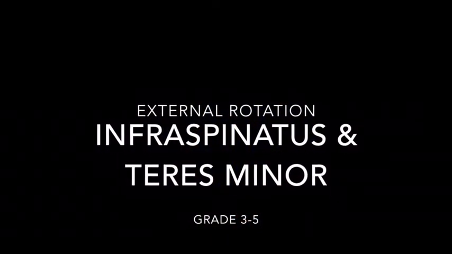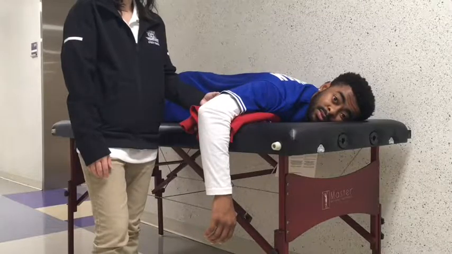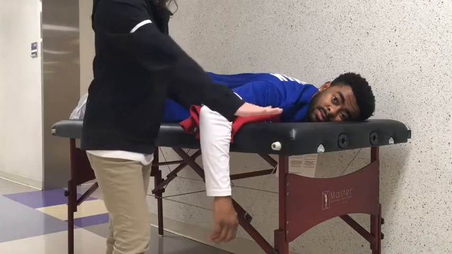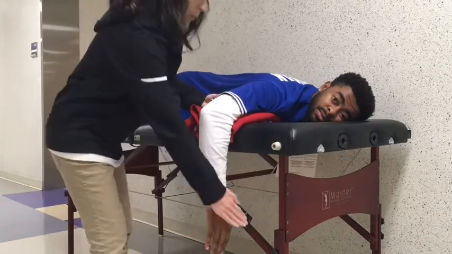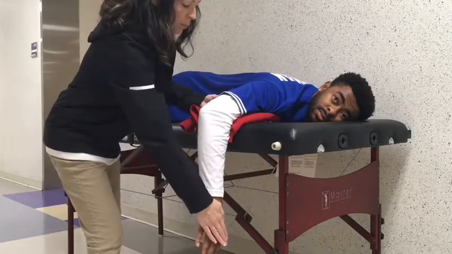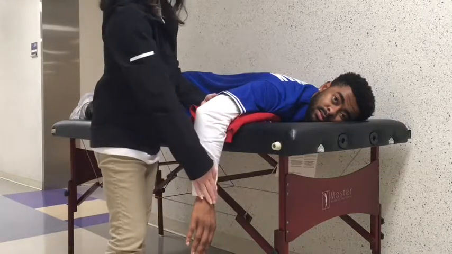To test grades 3 through 5, the patient is prone, shoulder is abducted to 90, elbow flexed to 90, and arm proximal to elbow is resting on the plinth. The therapist stabilizes the humerus to prevent shoulder adduction. The patient externally rotates the shoulder by moving the dorsum of the hand toward the ceiling.